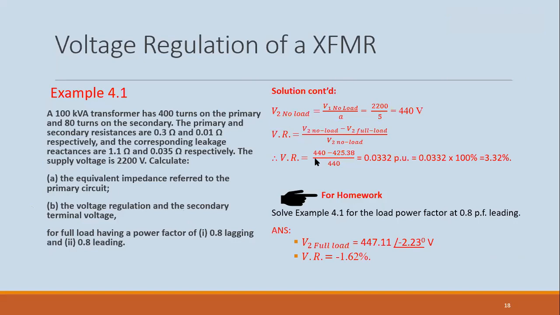So at no load, it was 440. At full load, it's 425. And that works out to be 0.0332 per unit. Or if we were to write it in percentage, let's multiply this per unit value by 100% to give you 3.32%.